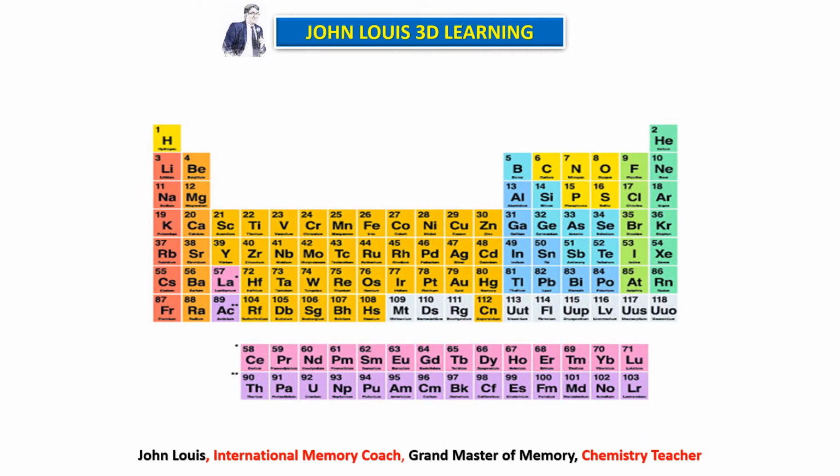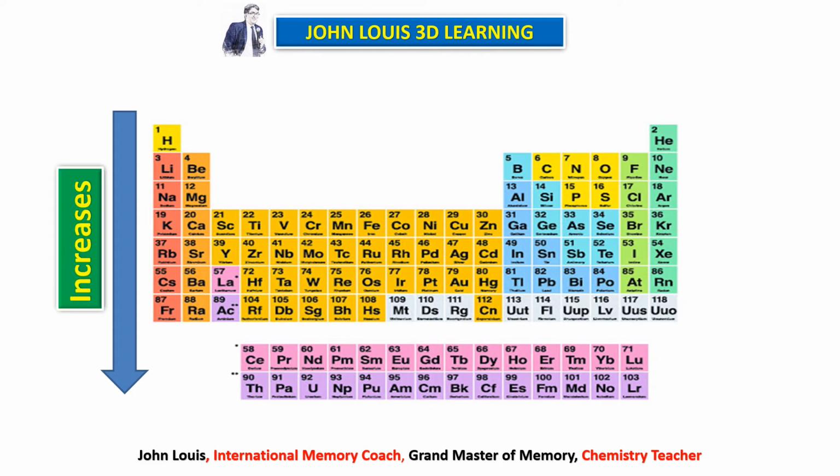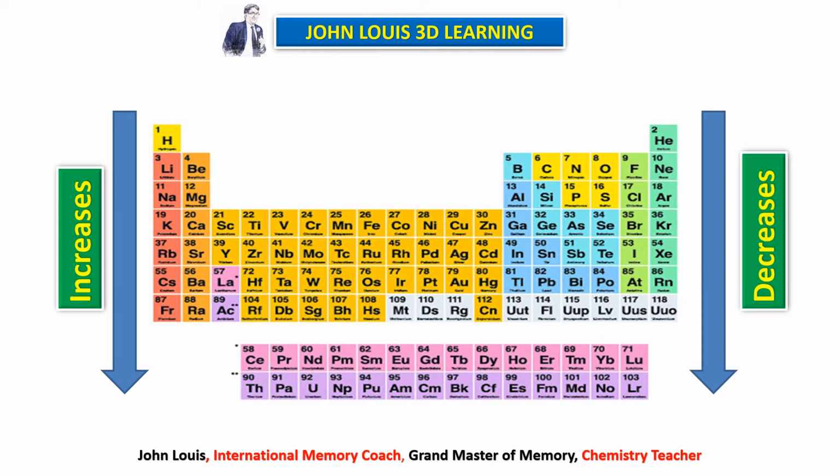Let's see what happens in the groups. When we go down the group, let us take the metals, for example the first group, the alkali metals. When we go down, the tendency to lose electrons goes on increasing. Therefore, the reactivity increases. But if you take non-metals, for example the 17th group halogens, fluorine, chlorine, bromine, iodine, the chemical reactivity goes on decreasing when we go down a group. So fluorine has the maximum chemical reactivity among all.